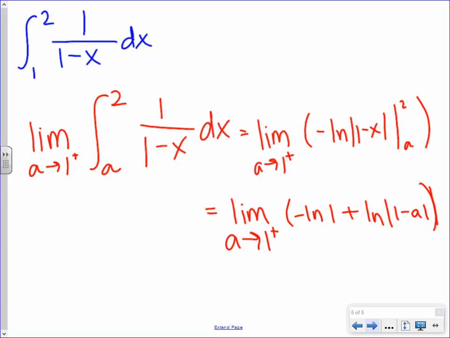One minus 2 to some 1. Okay. Let's think about, well, what's the natural log of 1? 0. Okay. We need to think about the limit as a approaches 1 from the right of the natural log of 1 minus a. Natural log of 1 minus a, what does it look like?